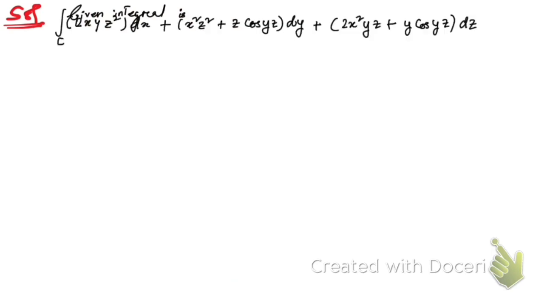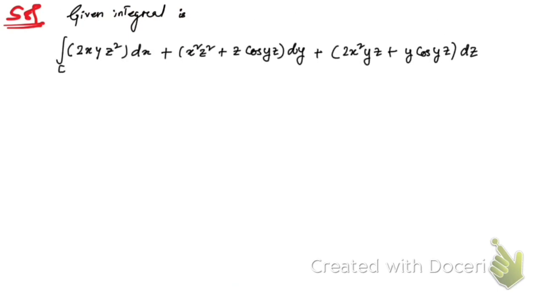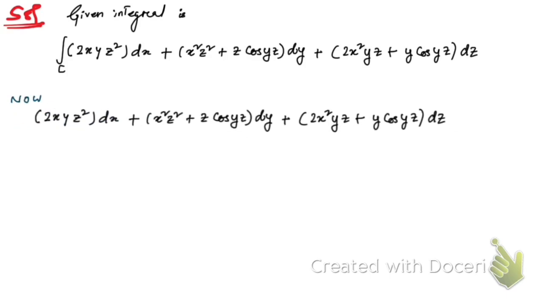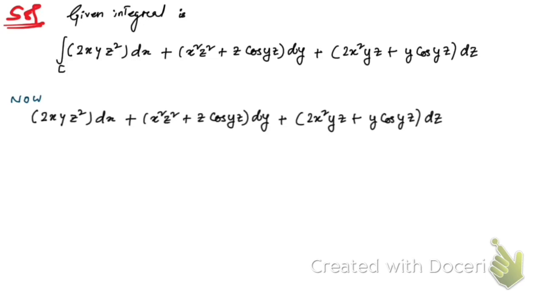Here the given integral is this. Now you see here we can express this part as a product of two vectors. Let me show you how. So it can be written this way. We can write this part as a dot product of two vectors. Let me show you how.